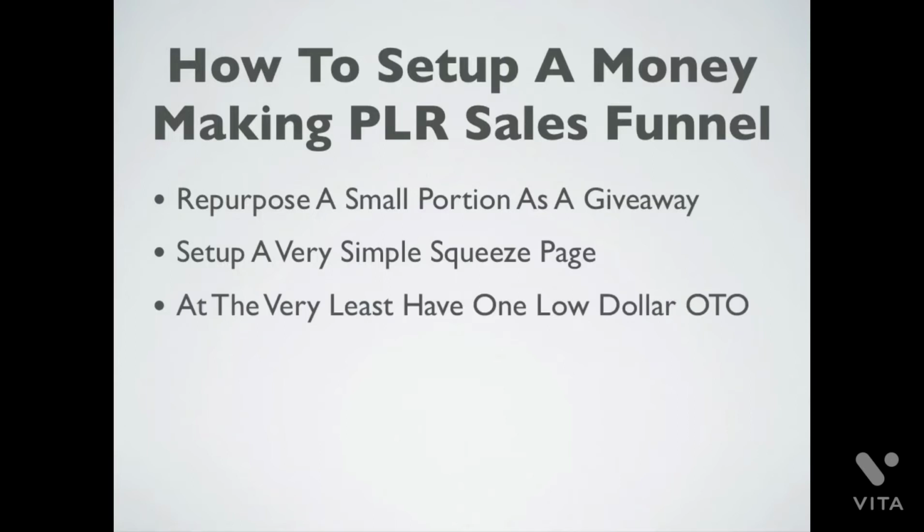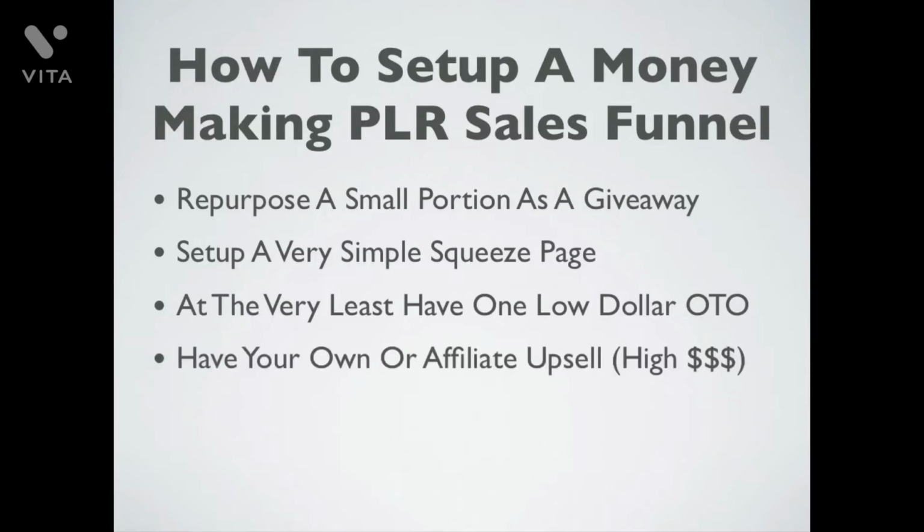Now, another thing that you're going to need in this money-making sales funnel is at least one low-dollar OTO, or one-time offer. Okay, you want to have at least like a $9 or $10 one-time offer or an upsell right after they opt into your list.